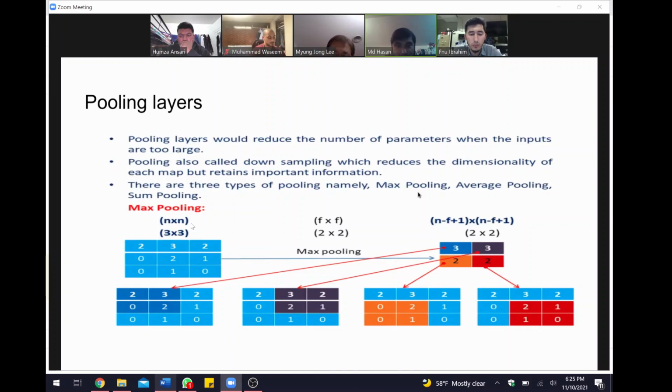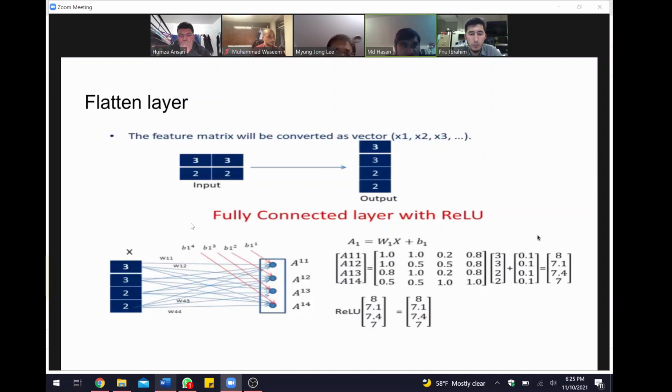In the next slide, Wasim, can you go to the next slide? So in the flattening layer, the feature matrix will be converted into a vector. The 2 by 2 input we get from the pooling layer now becomes the input in the flattened layer. In the flattened layer, the matrix becomes a vector in the output. And then the fully connected layer with ReLU.